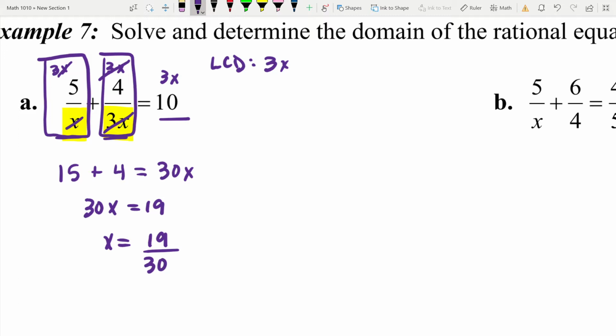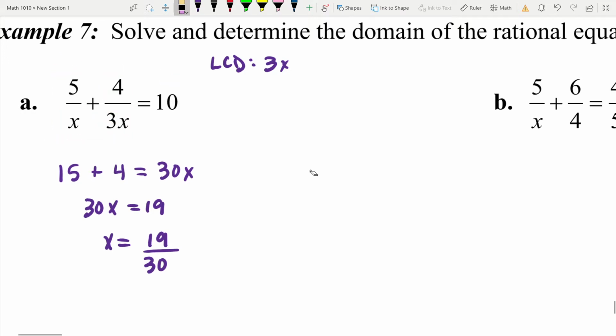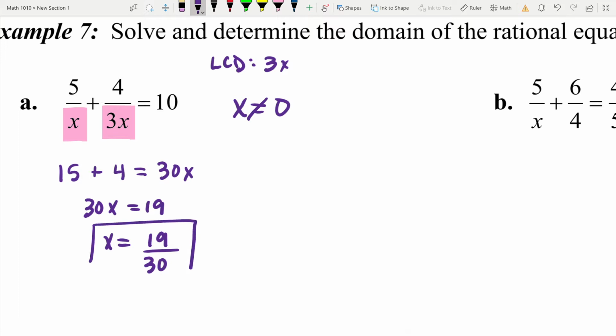Now, there's one more thing we have to do. We have to find the domain. Domain is easy. All you have to do is this. Set that equal to 0, set that equal to 0. When I set those both equal to 0, I get x equals 0. X cannot be 0, because if x was 0, I'd have a 0 in the bottom of a fraction, which I cannot have. So my domain is x cannot be 0. Did I get x equals 0 as a solution? No. So we're totally fine. If I did get x equals 0, I would have to say that that's an invalid solution, and my answer is actually no solution.